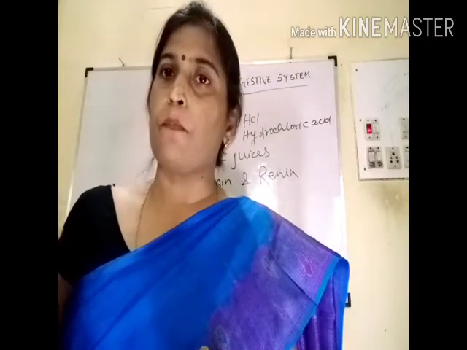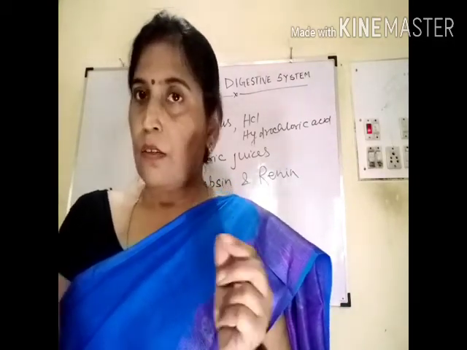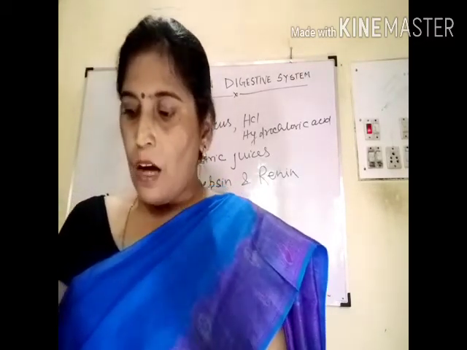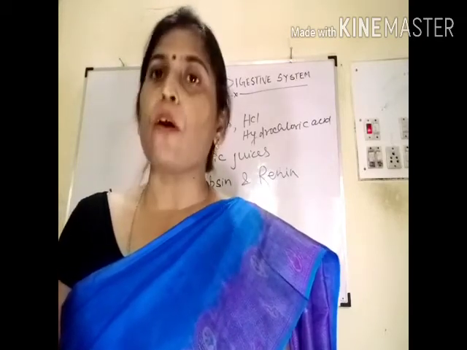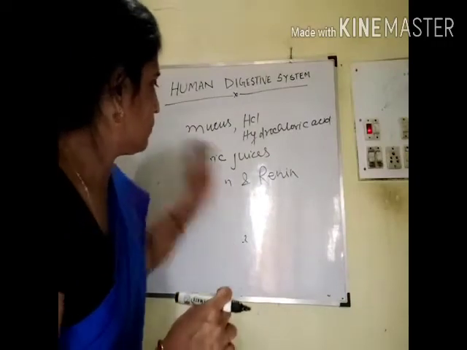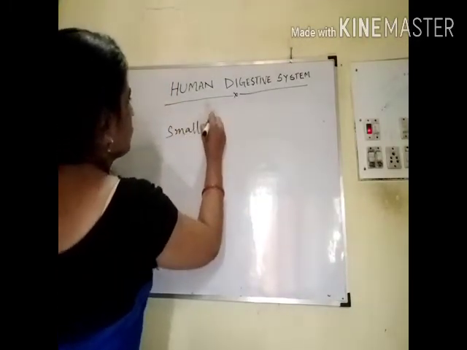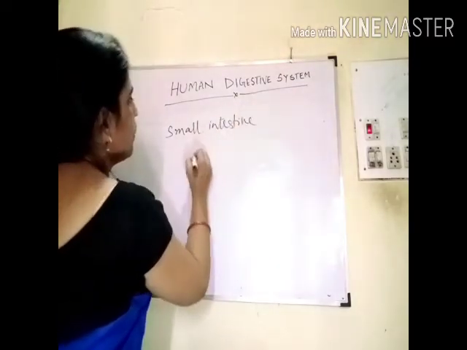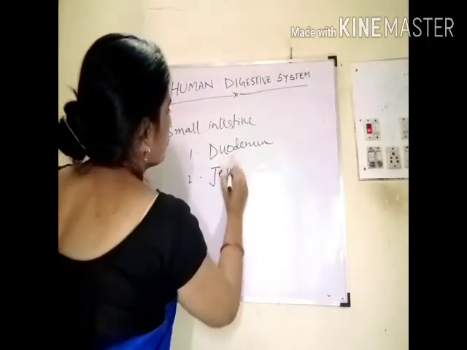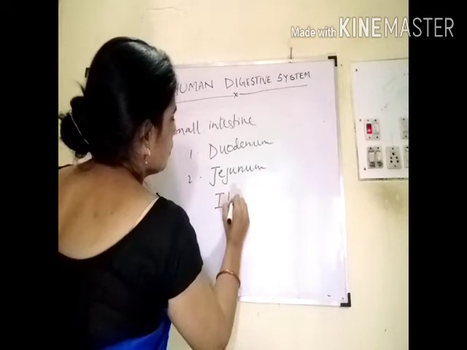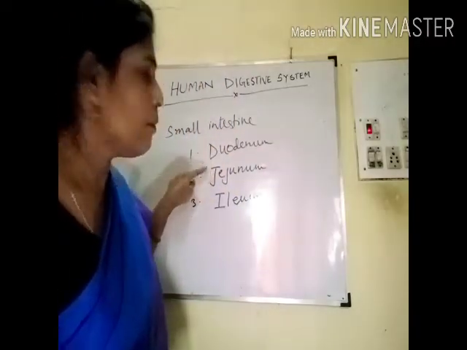And in the small intestine, the last step of digestion takes place. The small intestine is a long coiled tube in which the stomach opens. The upper part of the intestine is called the duodenum. It receives the bile juice from the liver and pancreatic juice from the pancreas. Now this small intestine has three parts: duodenum, jejunum and ileum.